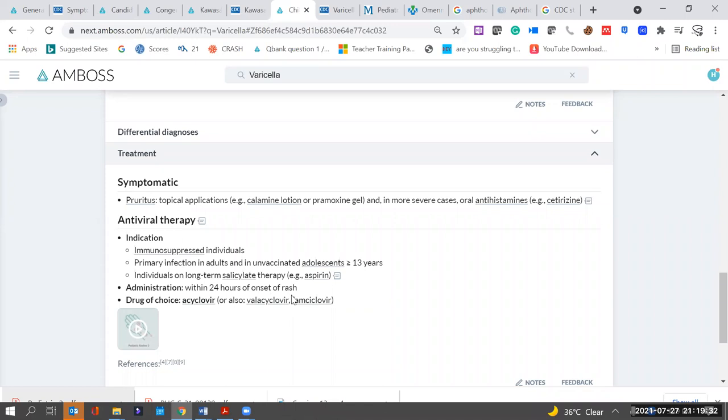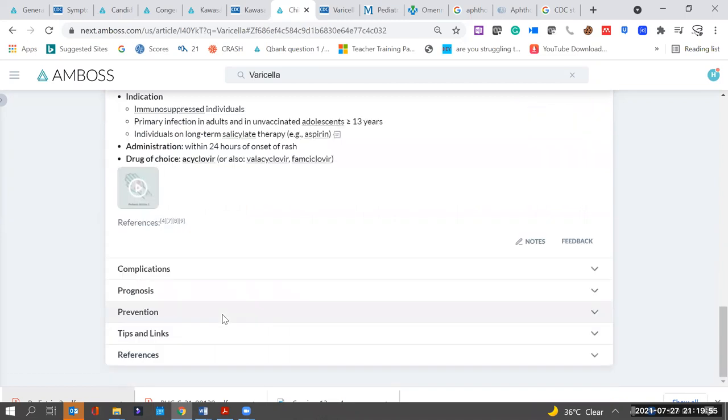Individuals on long-term salicylic therapy, where the patient is using aspirin for the long term, it's less likely of course, but if it's there, we can give antiviral to these patients. So administration is within 24 hours of onset of rash. Once the rash has appeared, if you go for antiviral treatment within 24 hours, it's of course going to be effective. Drug of choice is acyclovir. That's a common antiviral we are using for everything.